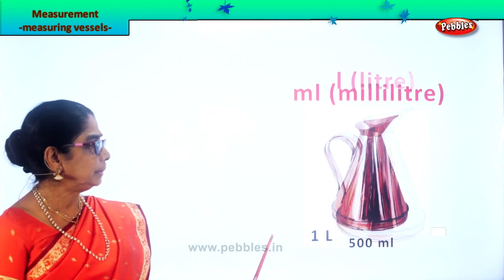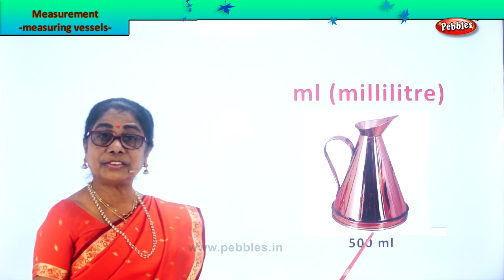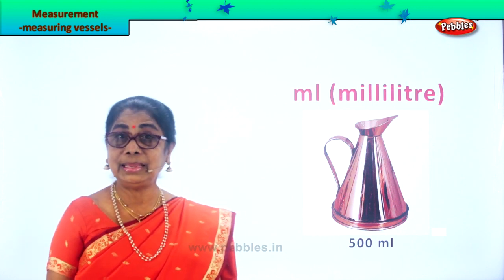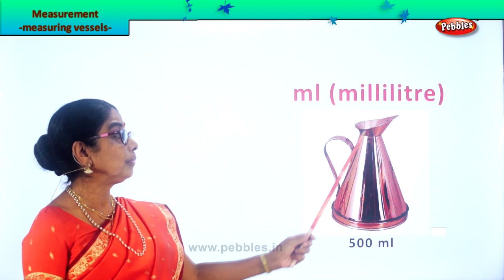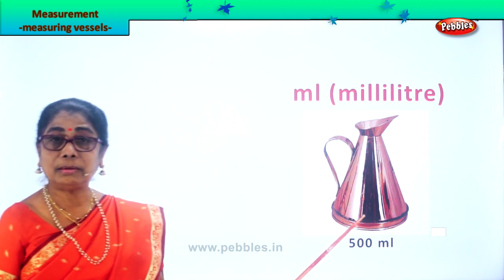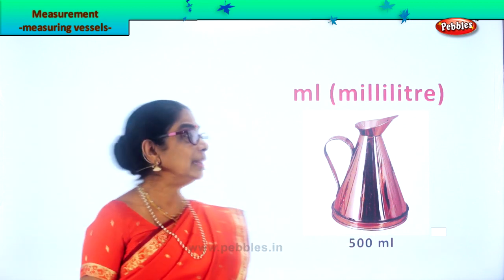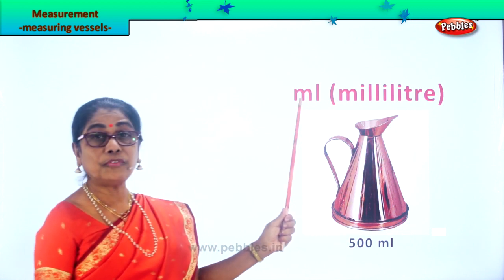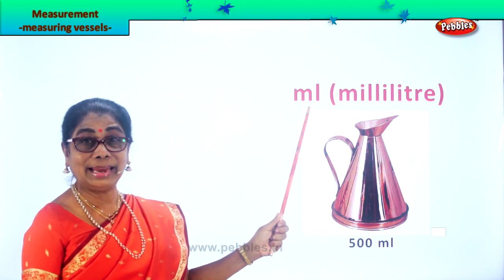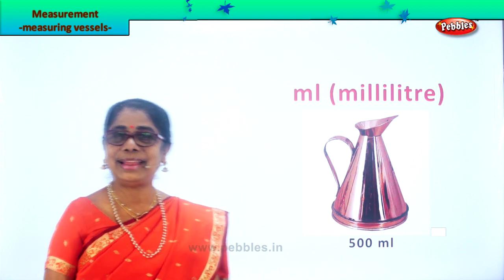Next, here, this is half the size of that vessel. 500 milliliter, 500. You can measure oil or milk or water or petrol, anything you can put in and pour it into bottles and cans with the nozzle. So this is the short form of milliliter, ml. So this is 500, half of 1 liter. Good. Next.